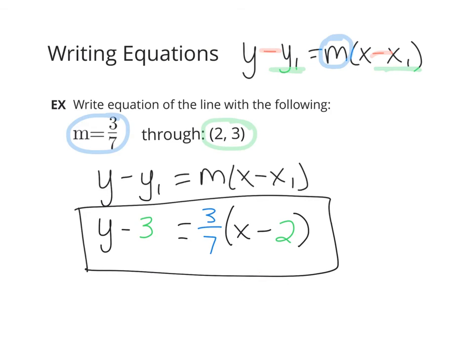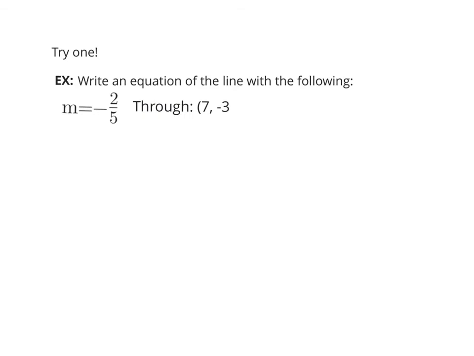Okay, I would like you to try one. So hit pause, try this equation, writing the equation of this line. Oops, I lost a parenthesis. Write the equation of the line, and then we will come back and check our work. So go ahead, check it with your partner, come back and push play.